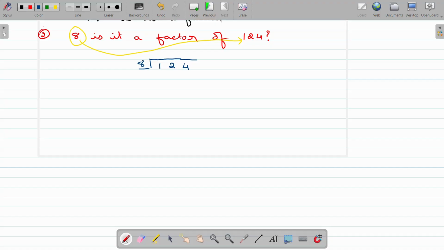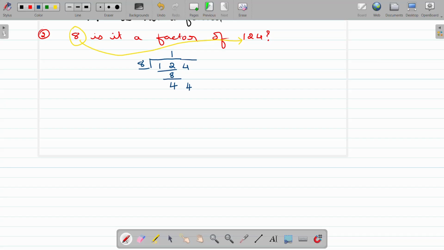Now we have to count the multiples of 8. 8 ones are 8, 8 twos are 16. 16 is larger than the two-digit number 12, so we take 8 ones are 8. After subtracting 8 from 12, we got the first remainder as 4. Now we will bring the next digit 4 down, and the number becomes 44.